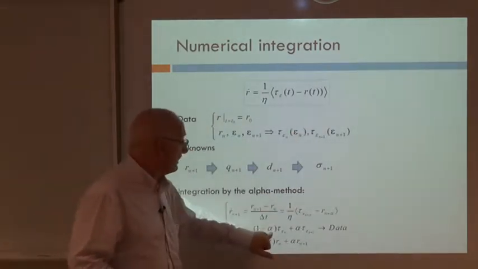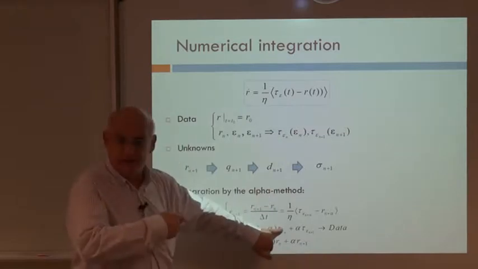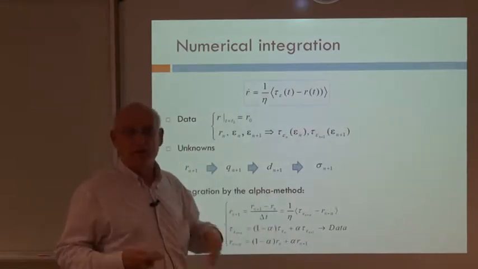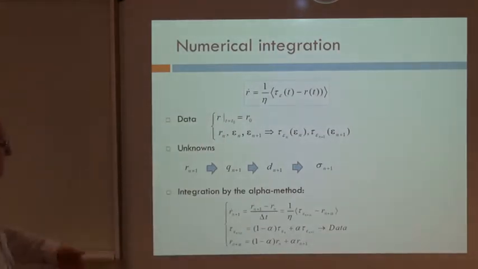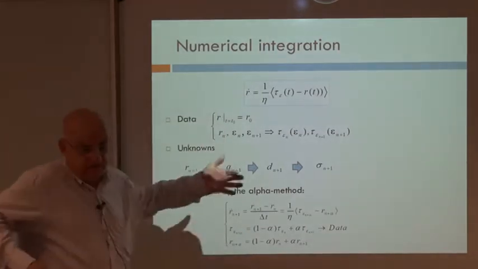Again, for alpha equals 0, we obtain the values at the beginning of the interval. For alpha equal 1, we obtain the values at the end of the interval. And for intermediate values of alpha, we obtain intermediate values.